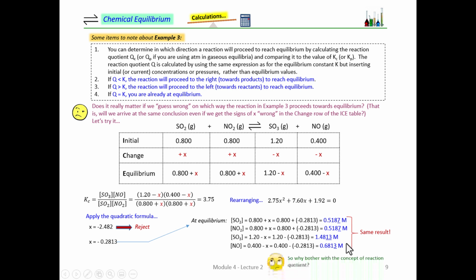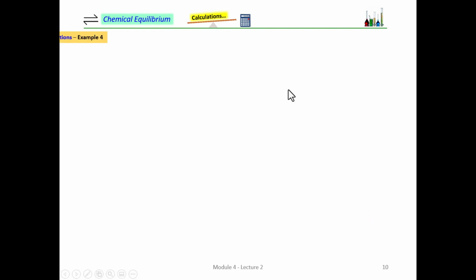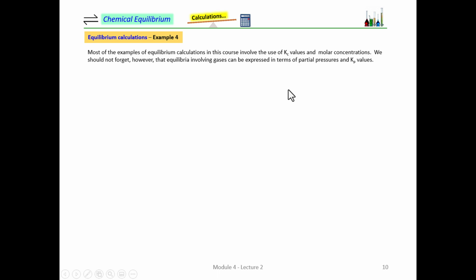So you might ask, why bother with the concept of reaction quotient? And the best defense I have is it'll come in handy later. Let's look at one more example problem.